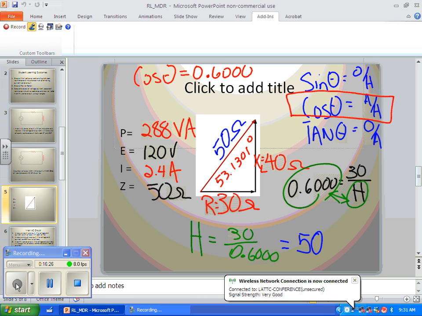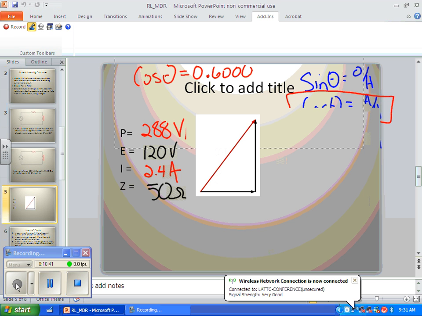Okay, so now we're going to have a new triangle, right? Let's get rid of something. Let's get rid of all of this in here. Isn't that cool? Okay, so now let's start a new triangle, and we have 288 VAs. Everybody agree with that? Don't we know this angle? What was our angle from before?